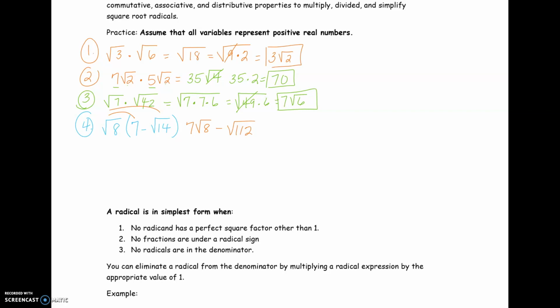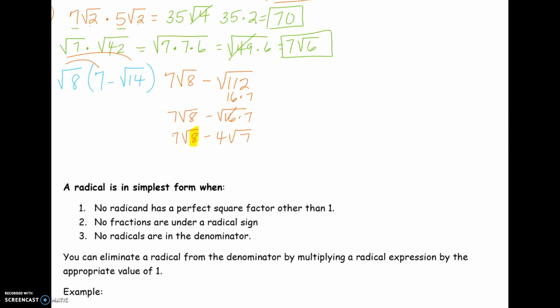Okay, so now I'm looking for factors of 112 that would be perfect square factors, and I know 16 and 7. So when I write this, I have 7 square root of 8 minus the square root of 16 times 7. Square root of 16 is 4. So I have 7 square root of 8 minus 4 square root of 7. Now, if I look at the square root of 8, we haven't talked about that yet. There is a perfect square factor in there. What factor? It's 4.